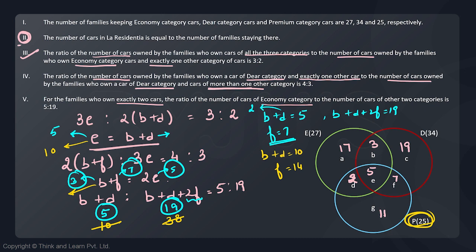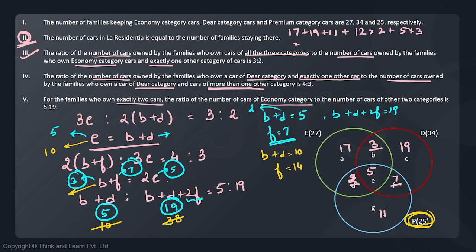And then I can even use the second statement. The number of cars in La Residencia is equal to the number of families. So what will be the number of cars? Let's talk about it. 17, 19 and 11 families have one car each, so they have these many cars. Whereas these 3, 2 and 7 families, they have 2 cars each. So there are 12 families having 2 cars each, and there are 5 families having 3 cars each.